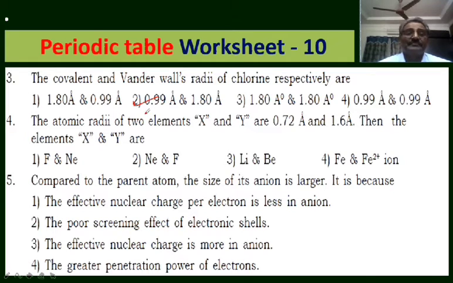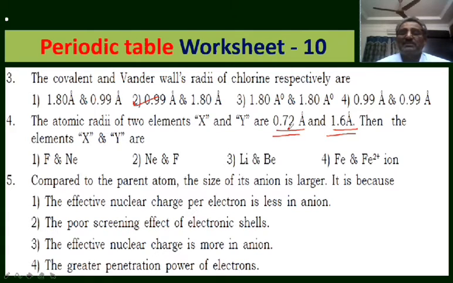Next, fourth question. The atomic radii of two elements X and Y are 0.72 angstrom units and 1.6 angstrom units. Then the elements X and Y are, here the elements are X and Y. The radii of those elements are 0.72 angstrom units and 1.6 angstrom units. The radius of the second element is very high compared to the radius of the first element X.